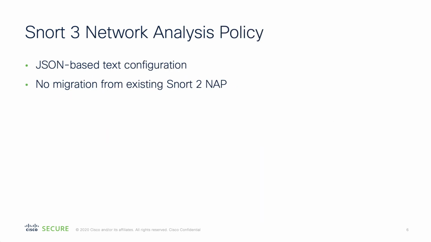That is now a JSON-based text configuration. There's no migration of settings from existing Snort 2 NAPs. So if you have a network analysis policy, you've created or configured custom ones in Snort 2, those will still exist, and there will be Snort 3 versions of those. However, the Snort 3 version will not have any customizations brought over from Snort 2. It will only include the settings from the base policy.